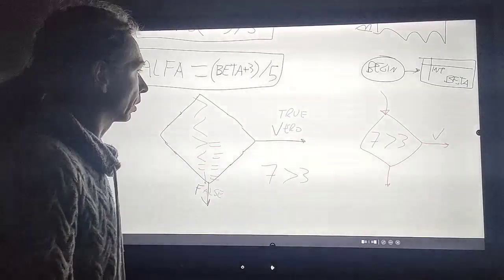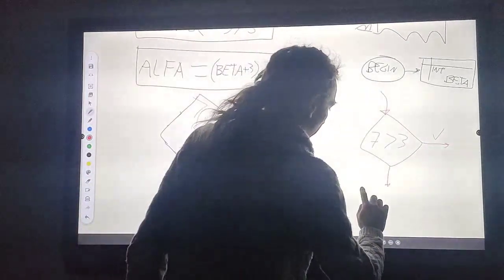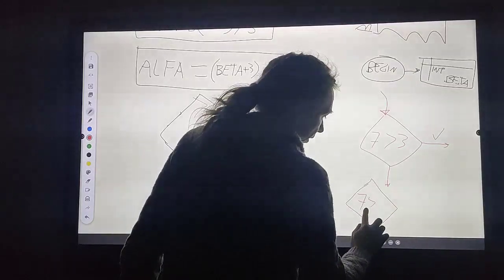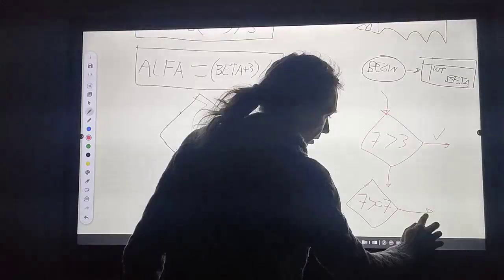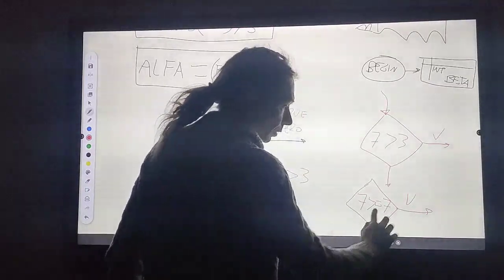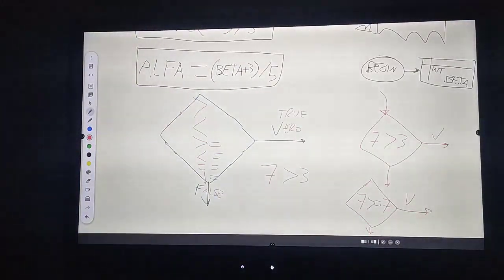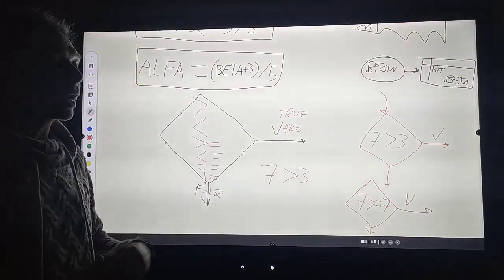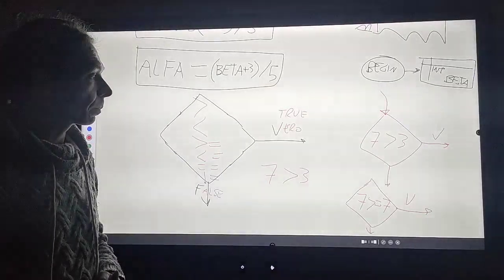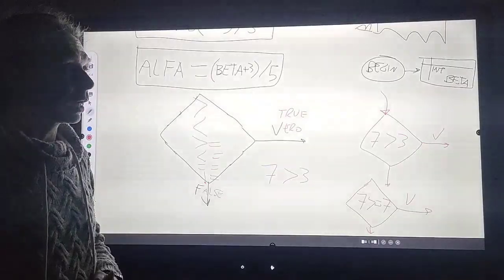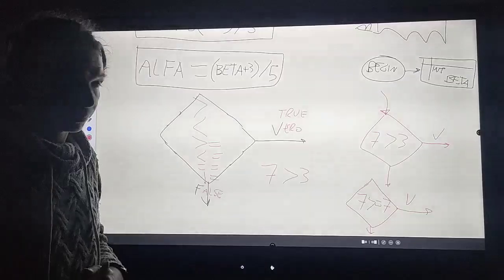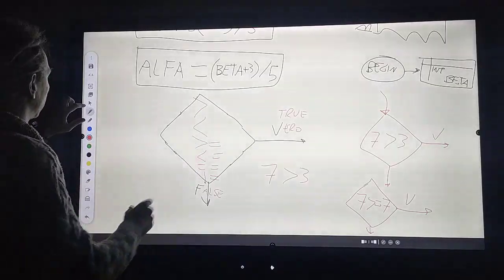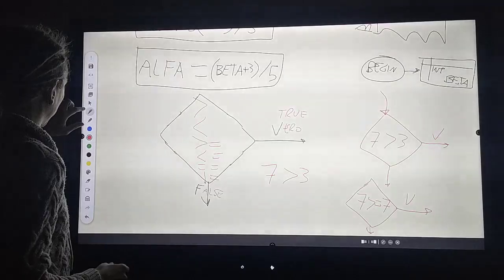Or, for example, 7 greater or equal 7. That's true. We will follow the true path. But, as before, we can involve variables into these questions, but also expressions. So a typical rhomb question is like that.